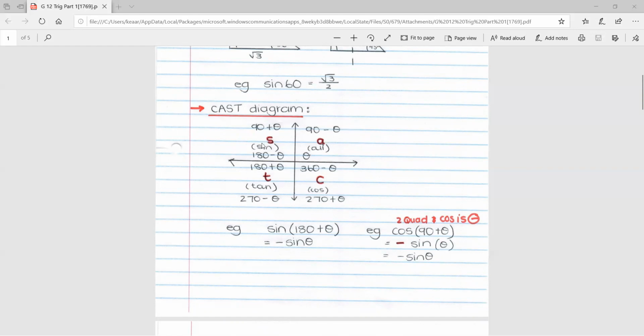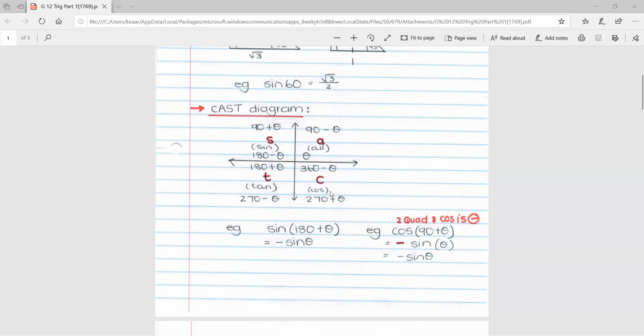Then in the second quadrant, we have S, which is for sine, which means only sine is positive in the second quadrant. In the third quadrant, we have T for tan, which means only tan is positive in the third quadrant. And then lastly, in the fourth quadrant, we have cos, so only cos is positive in the fourth quadrant over here.